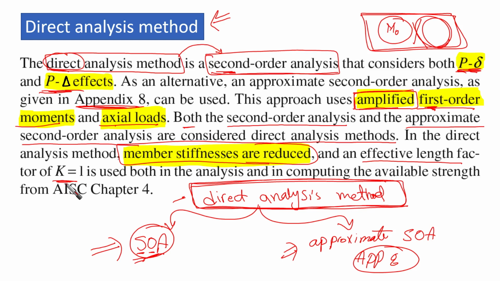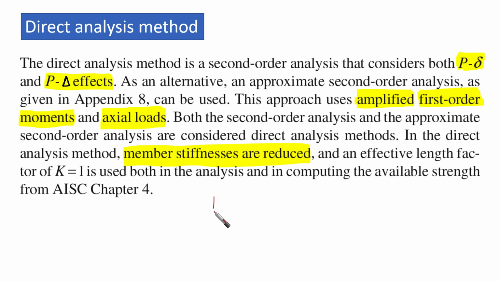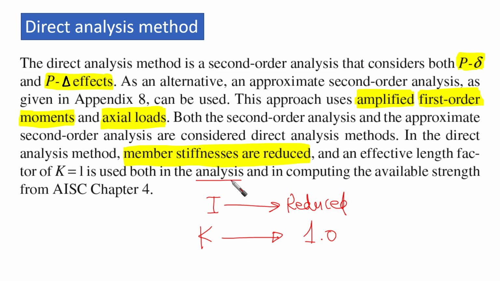So there are two things here. First of all, the inertia is going to be reduced, and at the same time K is going to be taken as 1. An effective length factor of K equal to 1 is used both in the analysis and in computing the available strength, because analysis is related to the required strength. Available strength is going to be used as we are going to use it from chapter 4. So this is the direct analysis method.